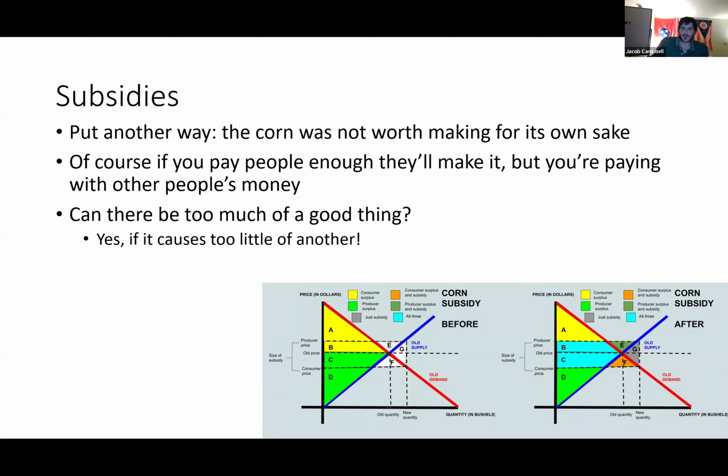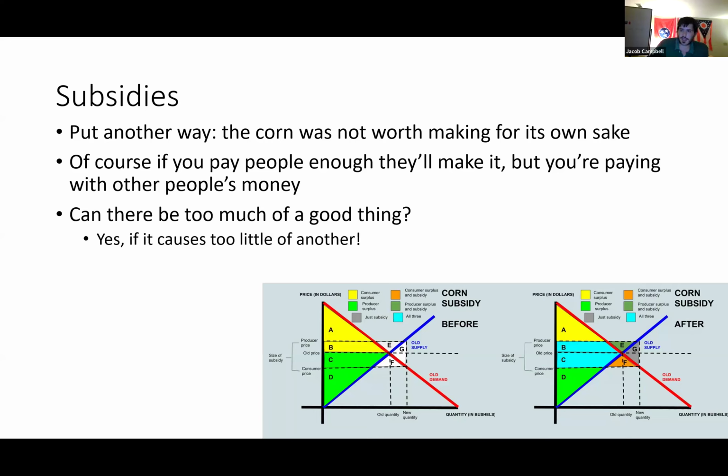I didn't tell you the story of why it's labeled corn subsidy. Corn is one of the biggest things that the US government subsidizes. That's the reason why corn syrup is in all your food. They make it extremely cheap, and so they make a heck of a lot of it. Well, put another way, the good, corn in these graphs, was not worth making for its own sake.